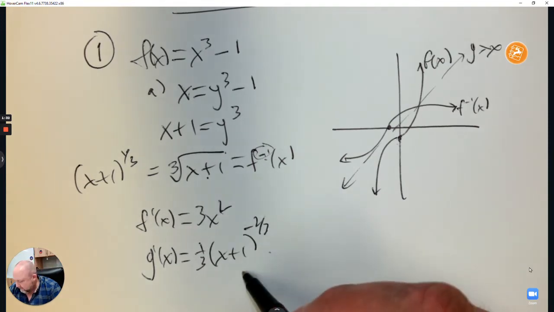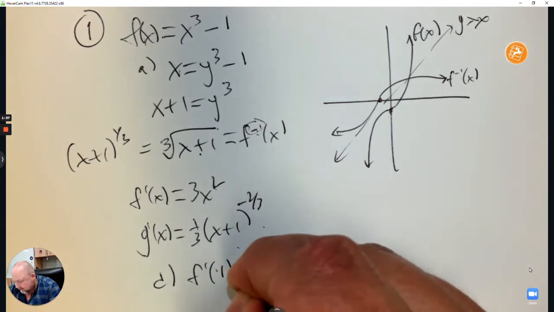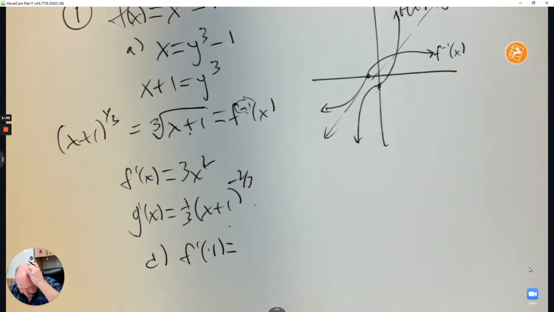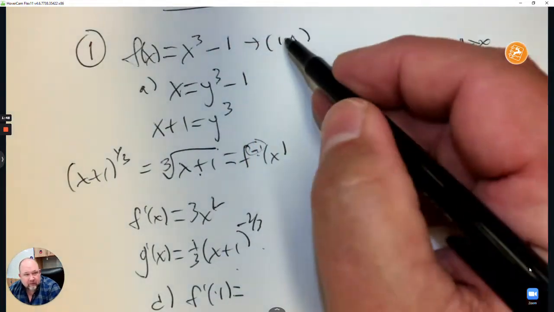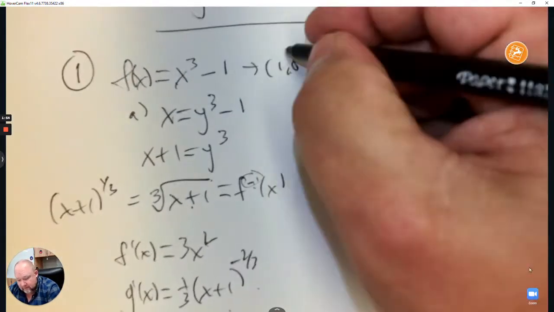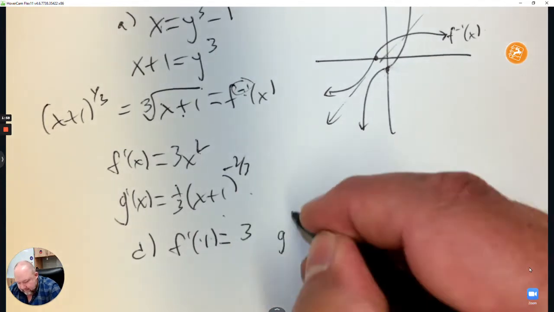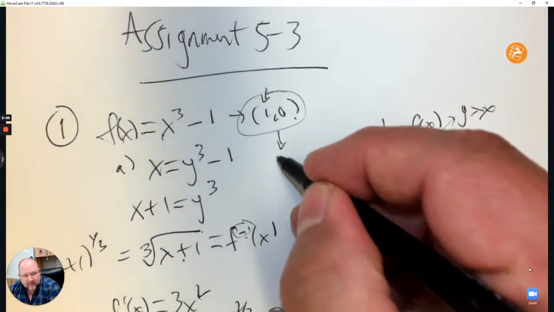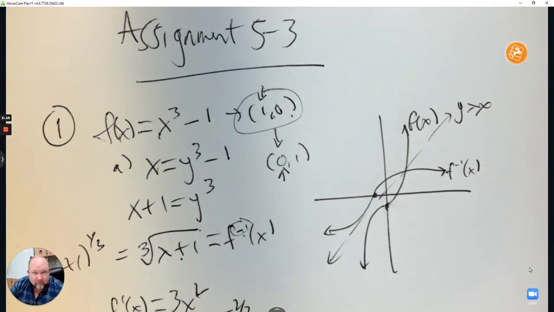So there that is. And then it says find, and this is where the calculus connection is, what's the derivative at 1? So if I look here, 1, 0, 1, and then 1 take away 1 is 0. 1, 0 is a point on f at x. So the derivative at 1, that's what this is, 3. And then the derivative, if I do the inverse of this, that point as an inverse is 0, 1. And then the derivative of g at that number, 0, would be reciprocal.